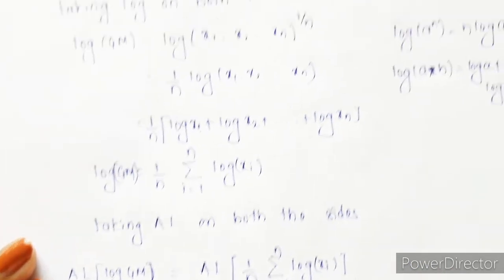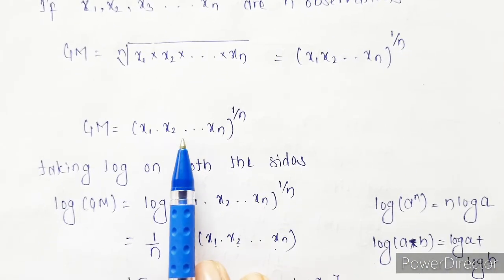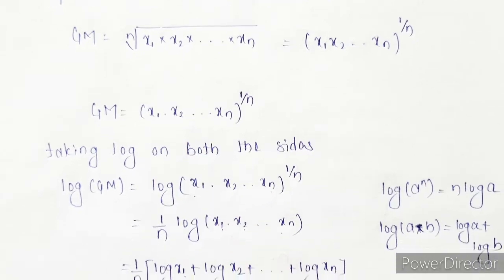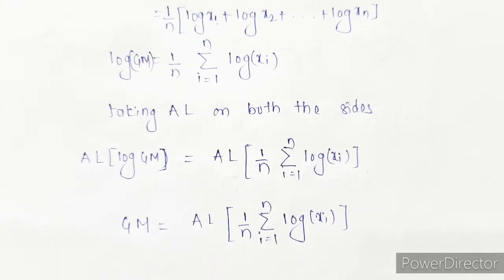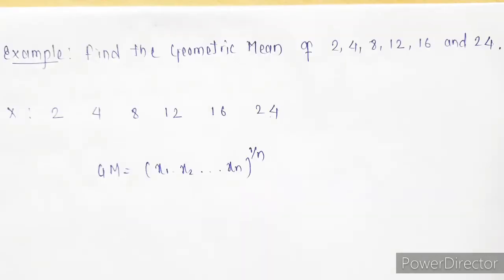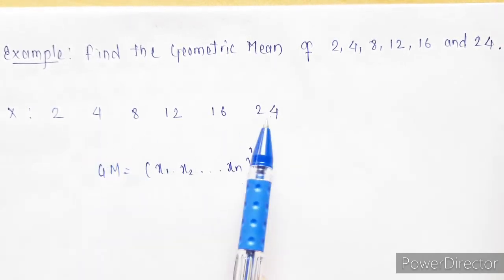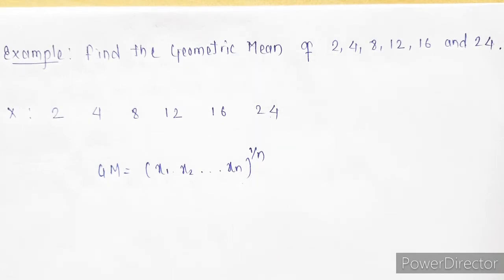So either we can use this directly and use a calculator and solve this, or we can use a logarithmic table and use this and find the value of geometric mean. Let's look at this example. In this case, we have to find the geometric mean of these given values. So these are the values given, and we know that geometric mean is the nth root of all these values. Since we have here 6 values, your n is going to be 6.